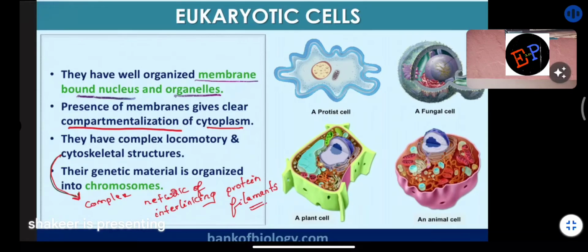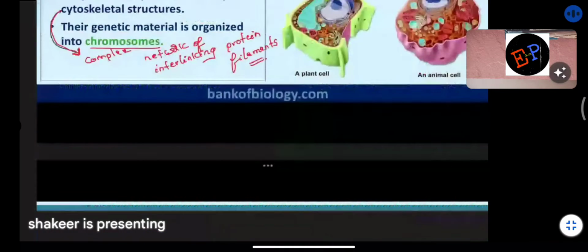So they have complex locomotory and cytoskeletal structures. Prokaryotic cells are very simple, but eukaryotic cells are relatively more complex. Many organelles are present, and the functioning is also very complex. What is meant by cytoskeletal structures? A network of interlinking filaments or interlinking proteins is called the cytoskeleton, which we will study in the upcoming slides. The genetic material is organized into chromosomes. So this is about eukaryotic cells.